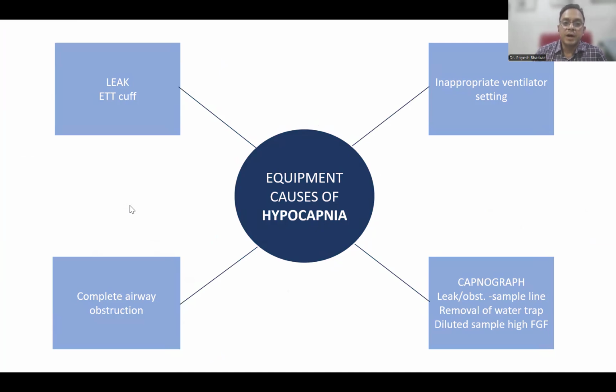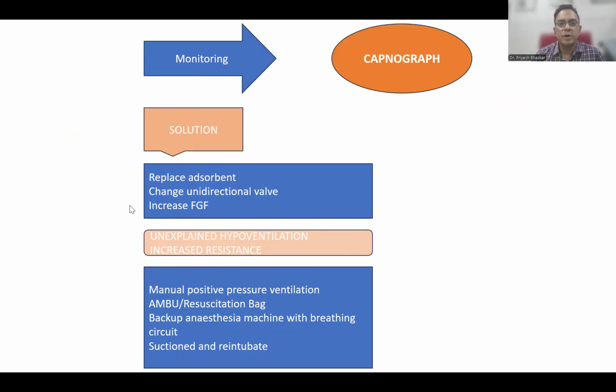Now the causes of hypocapnia: inappropriate ventilator setting, or you can get some problem with the capnograph, like a leak or obstruction in the sample line, removal of the water trap, or the sample being too diluted with high fresh gas flow. There can be complete airway obstruction also, and there can be a leak in the endotracheal tube cuff. So we have to monitor with the help of the capnograph. That is mandatory, right? What is the solution?